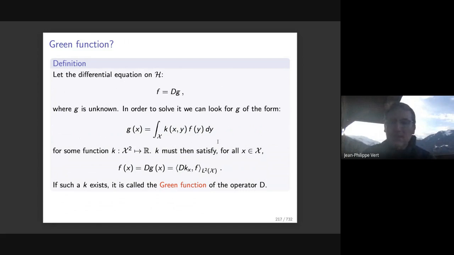Then it's common to look for solutions, so to look for g, which are convolutions of f with the kernel, so of the form g of x is equal to the integral of k of x,y f of y dy. And then the question is, what is k? Like, we want to find a function k such that this integral is the solution to the differential equation.